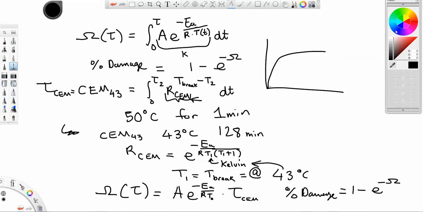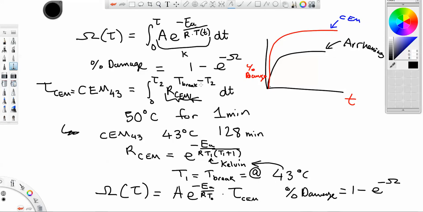Something goes like this, and the other one would track it or not track it, overestimate or underestimate it. So, for example, you have a process going like that, that's optimistic about the cell death damage, percent damage, here on the y-axis, and this is time. This will be the CEM prediction, and this one is the Arrhenius prediction.